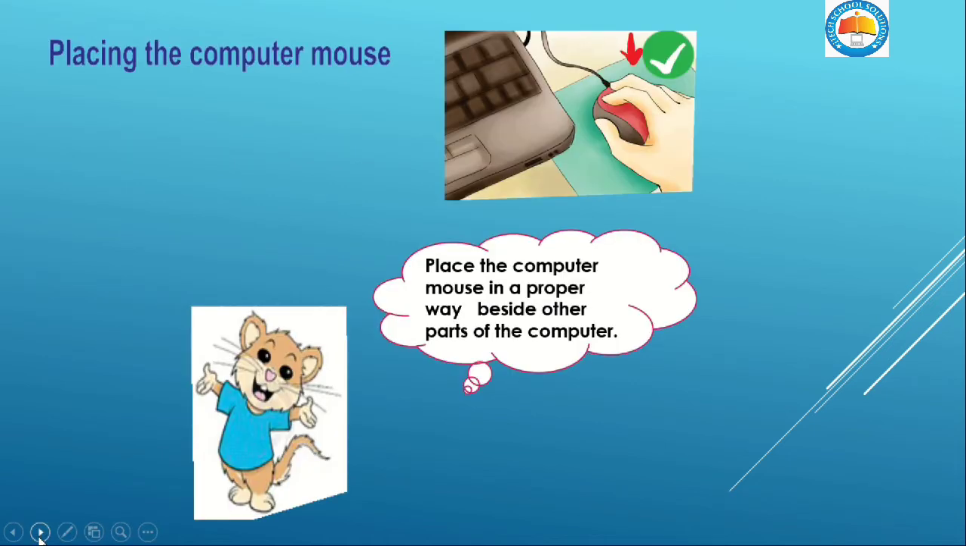Next, now let us see where to place the mouse. So children, this is the correct position to place the mouse. You have to place the mouse right side to the computer and nearby the computer. Next, place the mouse in a proper way beside other parts of the computer.